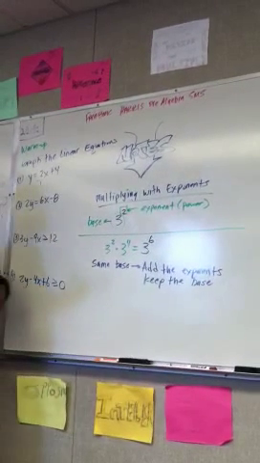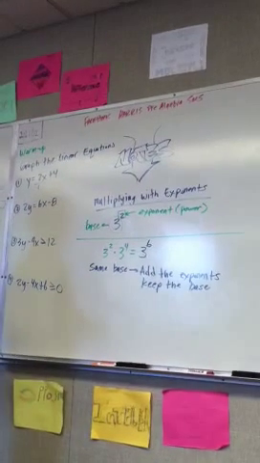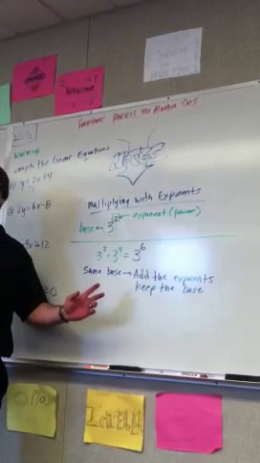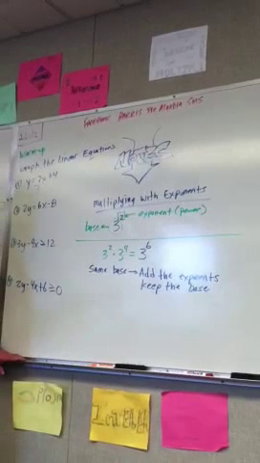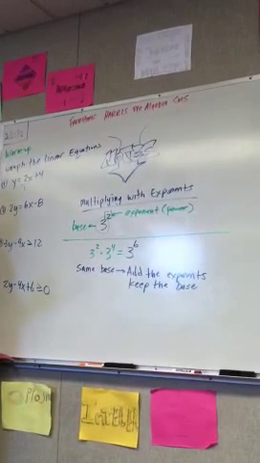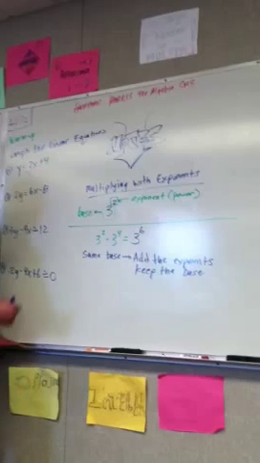Now you can leave your answers like that. I'm not asking you to multiply 3 times 3 times 3 times 3 times 3 times 3. I already know that you know how to multiply, so you don't have to prove that to me. You can leave your answers in exponential form like that. But what you can't do is leave negative exponents, and we're going to talk about those. All right?